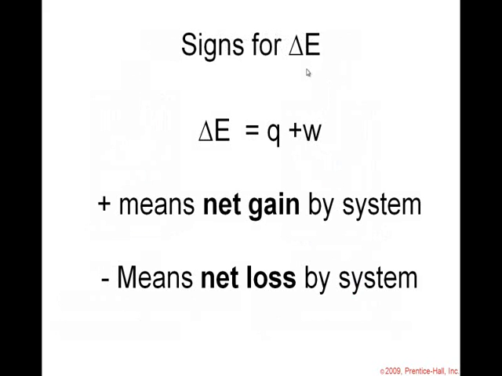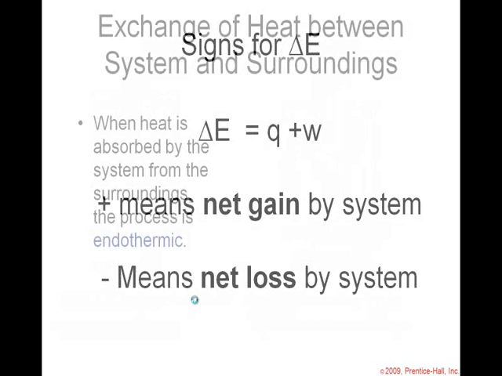So, signs for delta E. If delta E is positive, that means there's a net gain of energy by the system, and if it's negative, it means there's a net loss by the system.